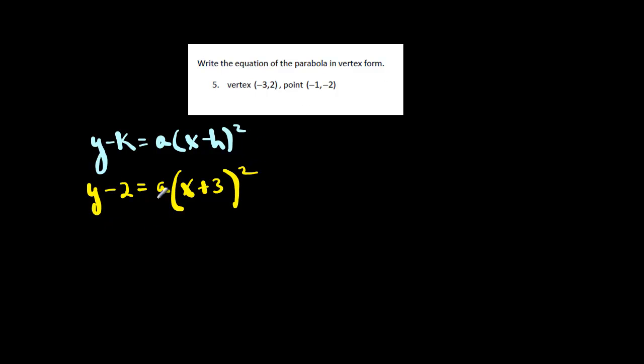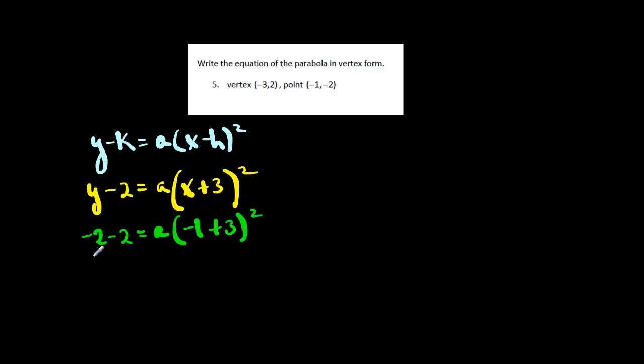We have to find out what a is. So we're going to stick x and y in for x and y. So from this point, -1 and -2. You don't want to use the vertex point for x and y because it's not going to work out. You need a different point other than the vertex. So the y value is -2, so put that in. The x value is -1, so put that in.